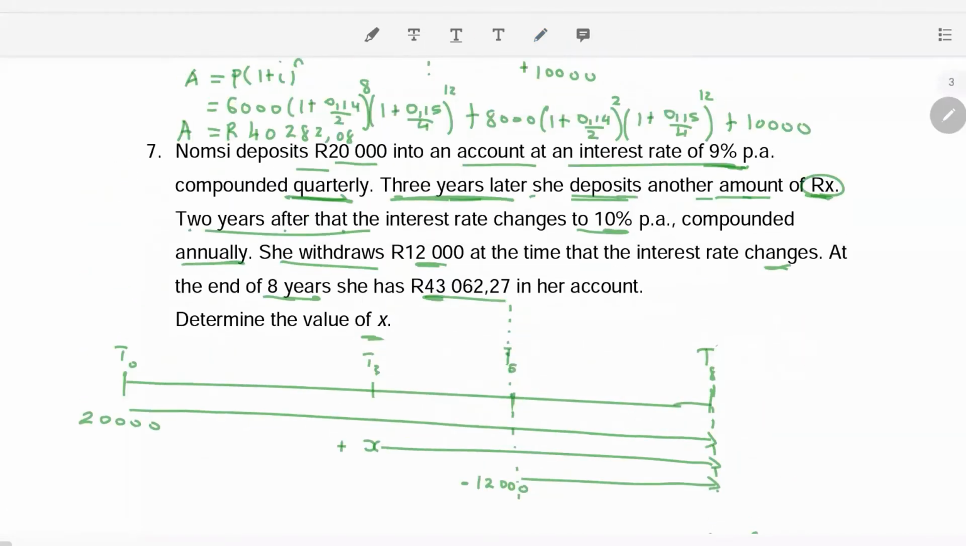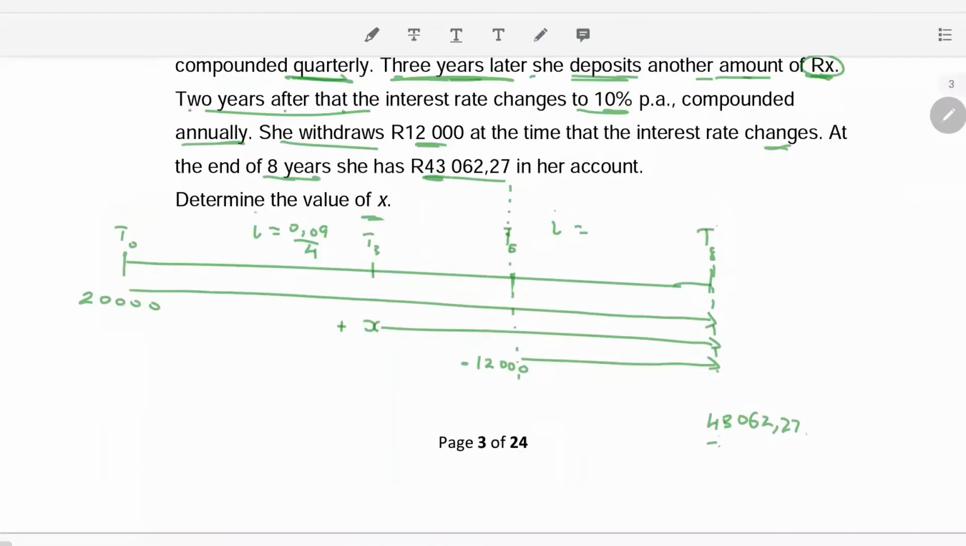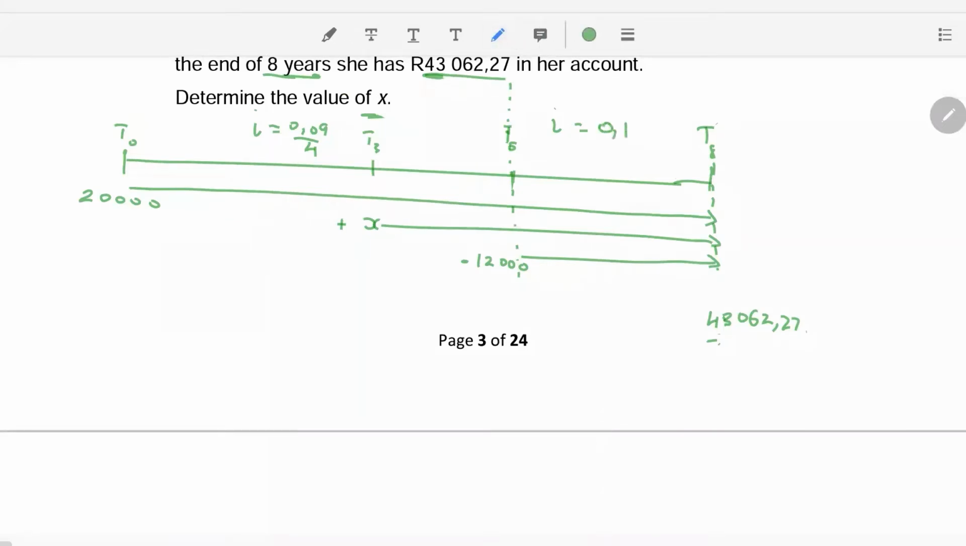First, the interest rate is 9% compounded quarterly. Then it changes to 10% compounded annually, meaning it is effective, which is just 10%. So for the 20,000, it will first of all be from T0 to T5. This will be 5 years times 4, which is 20 quarters. And then finally N will be 3 because it's years. Then X: T5 and T3, the difference is 2 times 4, which is 8 quarters. And then finally this will be 3. And the 12,000 would have been in the account for a period of 3 years.